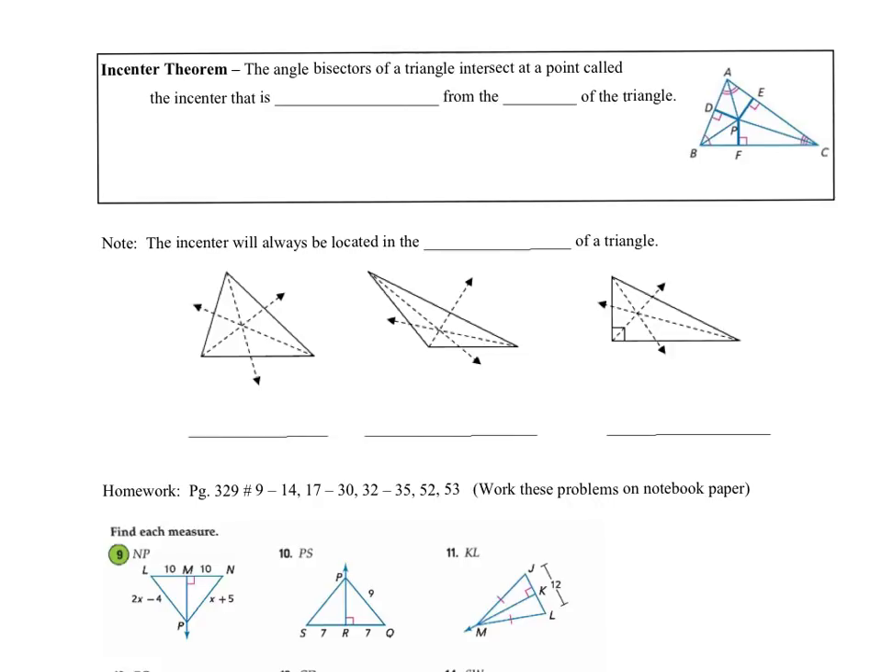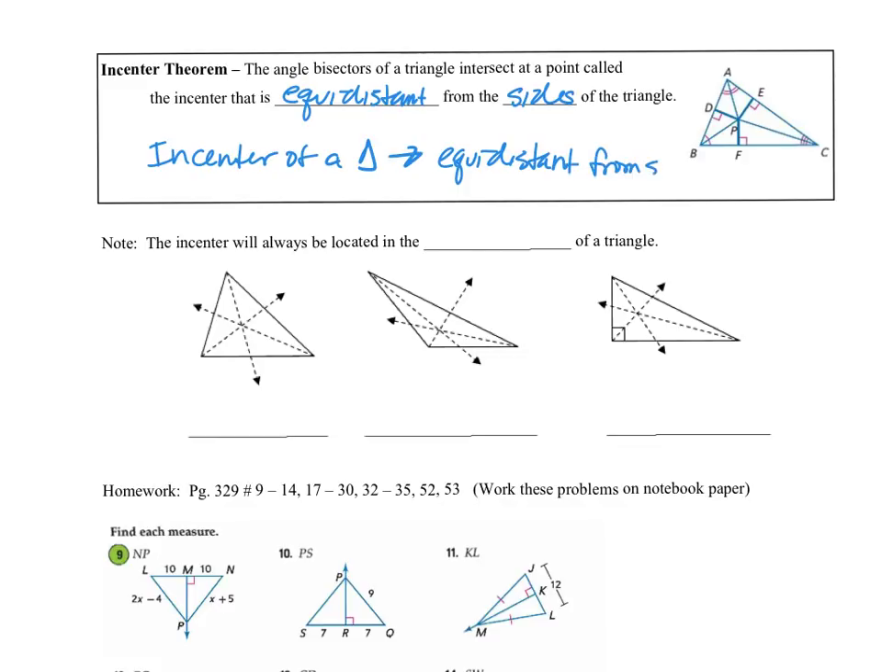So now that you know what an incenter is, let's take a look at the incenter theorem. The incenter theorem says the angle bisectors of a triangle intersect at a point called the incenter that is equidistant from the sides of the triangle. So here's how we will write that in shorthand. We'll say incenter of a triangle implies that that point, the incenter, is equidistant from the sides.